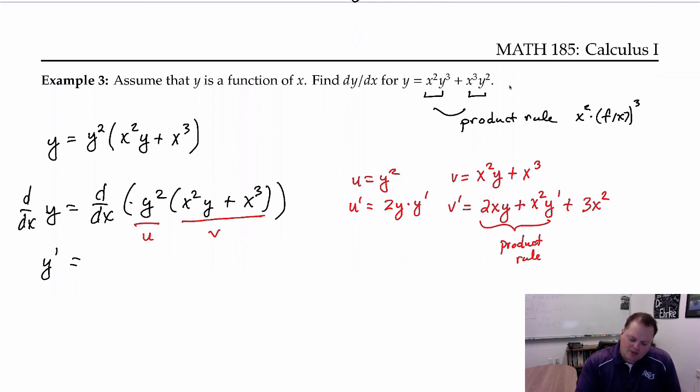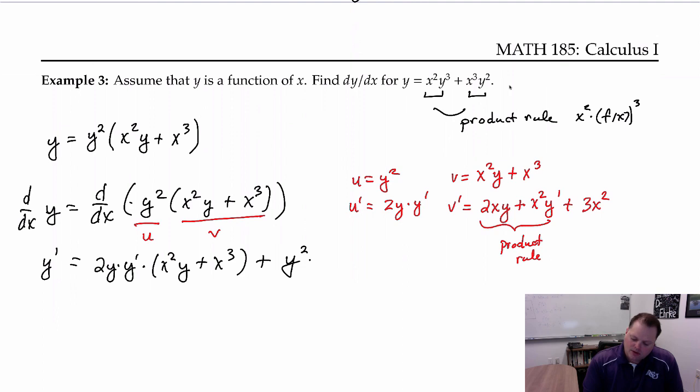All right, if I put all of that together, then I've got u prime times v plus u times v prime.